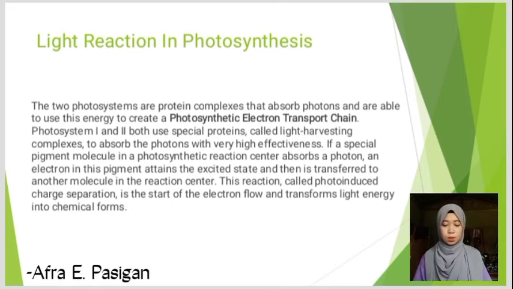Light reaction in photosynthesis. The two photosystems are protein complexes that absorb a photon and are able to use this energy to create a photosynthetic electron transport chain.